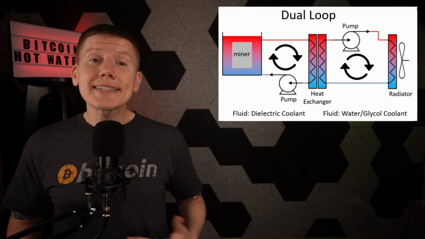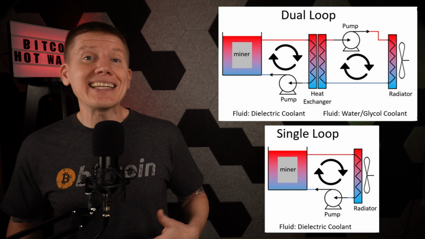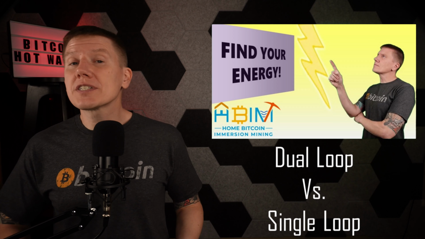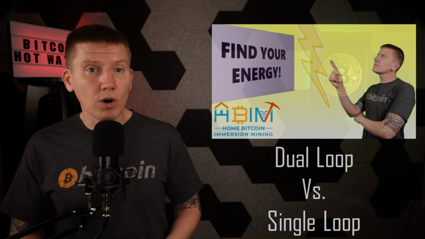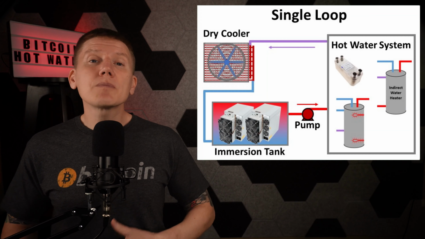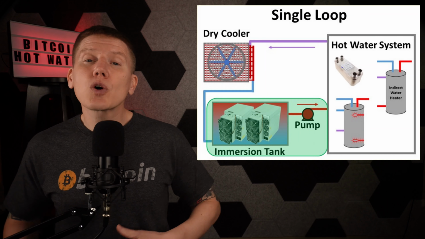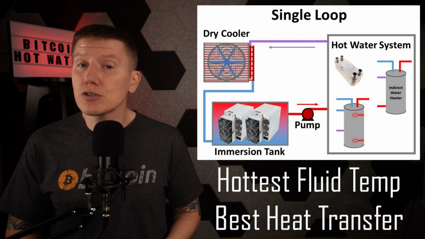Now, for all three design ideas, you can integrate these with either a dual loop or single loop immersion mining system. I covered the differences, advantages, and disadvantages of dual loop versus single loop immersion systems in a previous episode if you want to learn more. And when using these systems for heating home hot water, there are upsides and downsides here as well. In a single loop system, the fluid comes directly from the miner tank, so this is going to provide the hottest fluid temperature and the best heat transfer to your water.